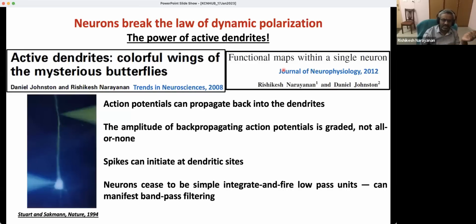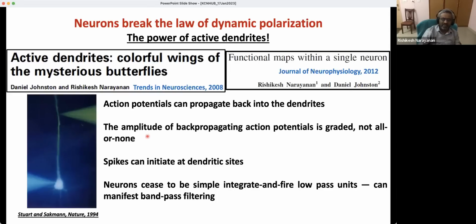Say, for instance, the fundamental assumption of the law of dynamic polarization, that there is unidirectional flow of information from the dendrites to the cell body to the axon, is gone, because you have action potentials propagating back into the dendrites because of the presence of sodium channels along the dendritic structure over here.